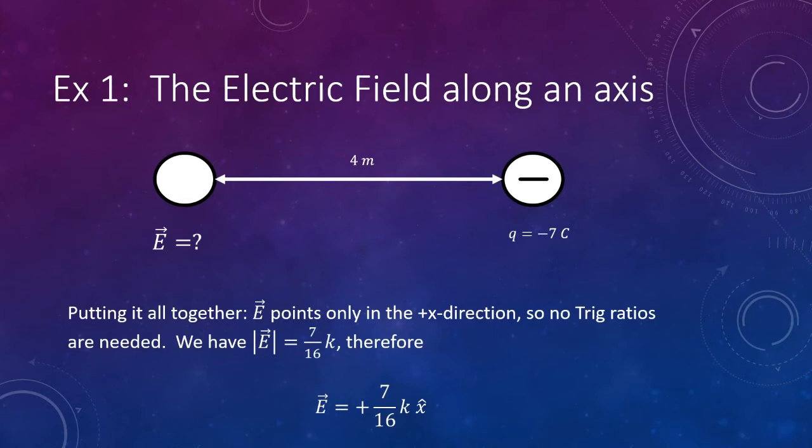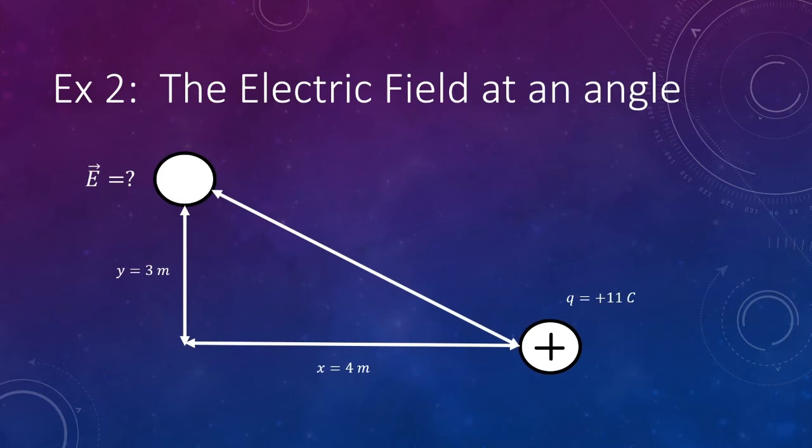But now let's consider an occasion where we're looking at a location off axis from the charge. So let's say we have a plus 11 coulomb charge, and we're going to look at a location 4 meters to the left of it and 3 meters up. So we're going to have both x and y components running around.